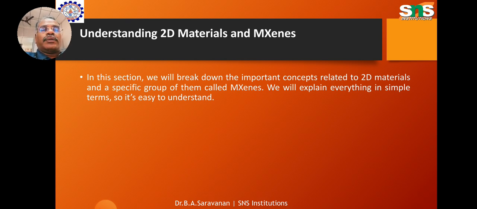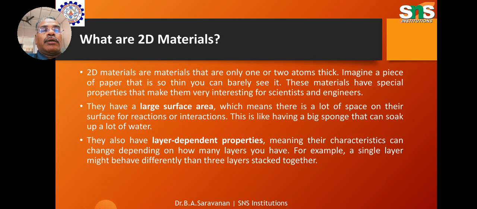And a specific group of these materials, the metals, is called MXene. We will explain one by one. 2D materials are only one atom in thickness. Okay, a 2D material is only one atom thick. With these atoms we are going to form the layer.